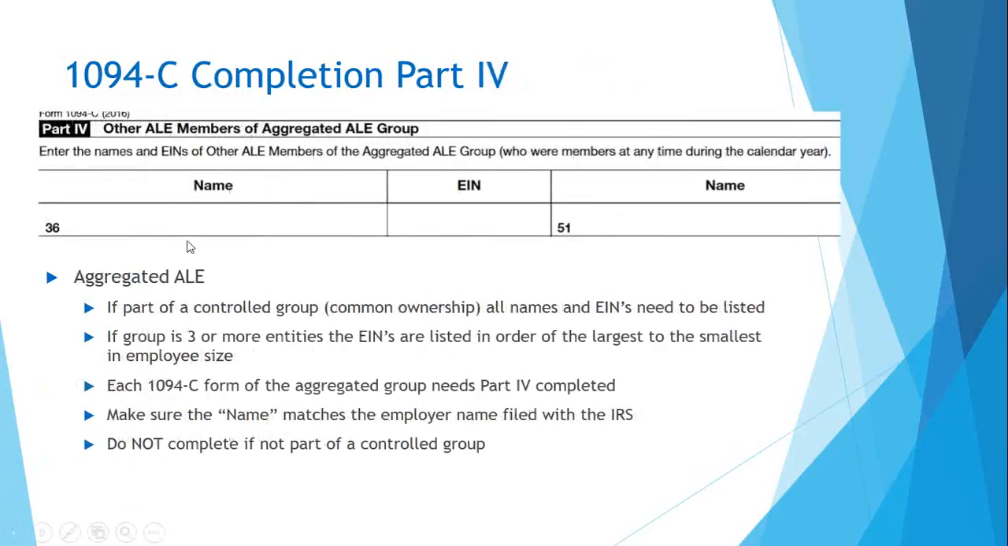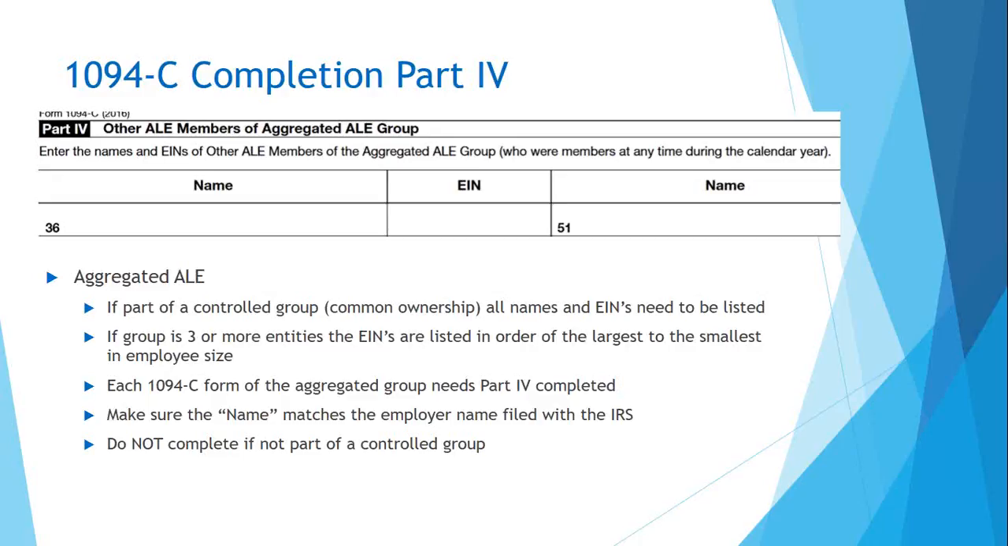So getting down to part 4, this is where, if you are part of a controlled group and that aggregated ALE, you do want to list all the other names and EINs in this area here. So let's say you have 3 entities. You're reporting on one on this 1094-C form, so that's the first entity, and then you have 2 more. One has 20 employees and the other has 10. On line 36, you're going to put the company that has the 30 employees, the one that has the most, and then you go down from there.